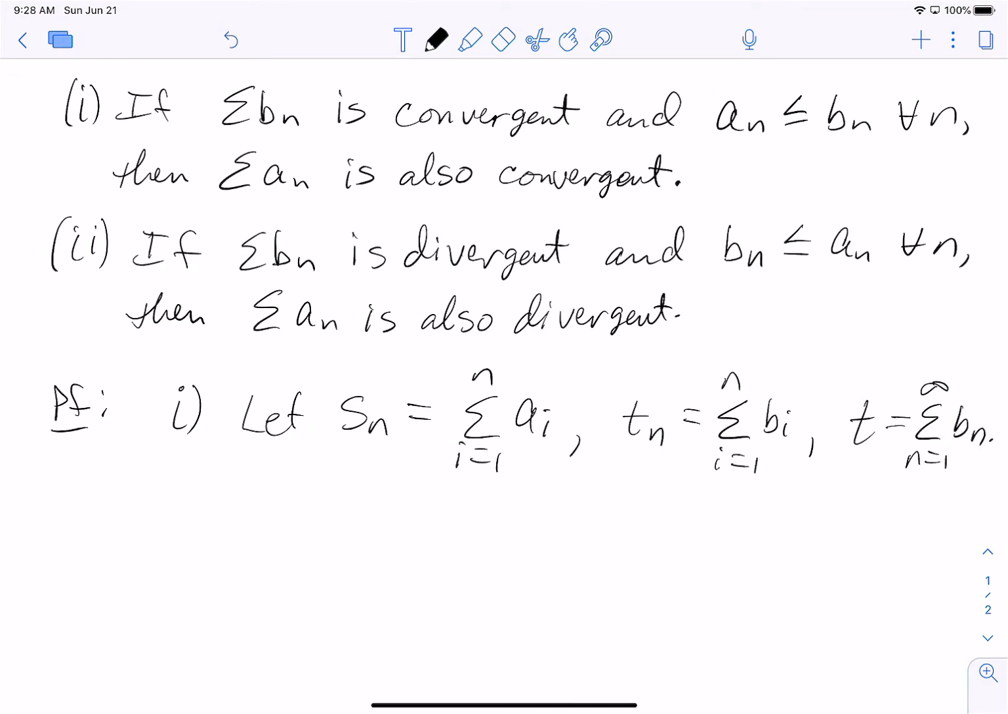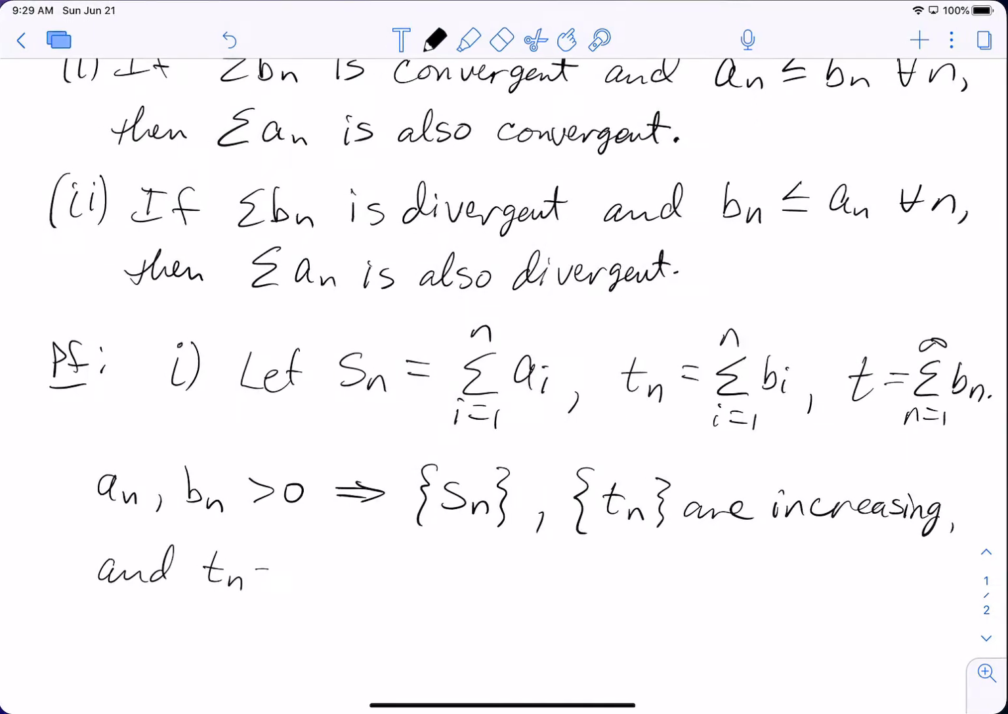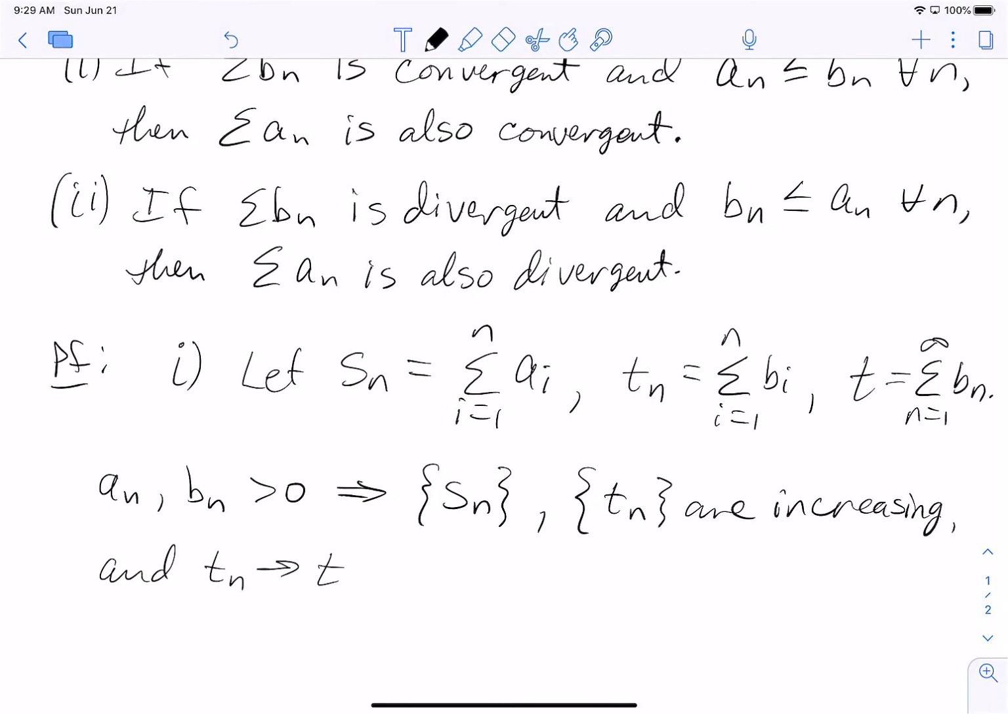If a sub n and b sub n are positive, as stated in the statement of the test, then the sequence of partial sums s sub n and the sequence of partial sums t sub n are increasing. And t sub n, the partial sums, approach t, the infinite sum, so we know that t sub n is less than or equal to t for all n.